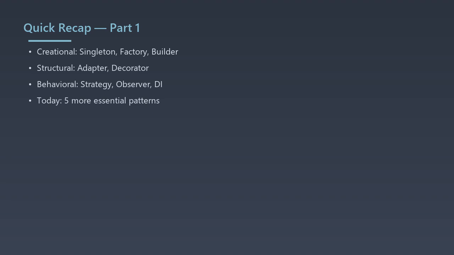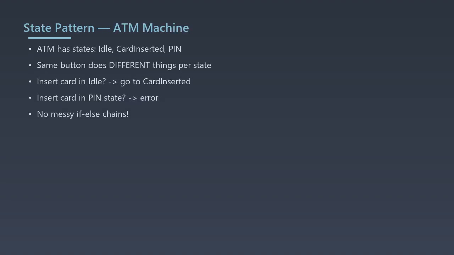Let's start with state. Think of an ATM. It has states: idle, card inserted, waiting for PIN, dispensing cash. When you press a button, what happens depends entirely on which state the machine is in. Press eject in idle state. Nothing happens. Press eject in card inserted state. Card comes out. Same button, different behavior based on state.